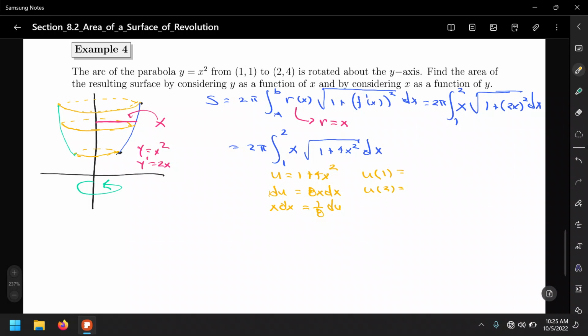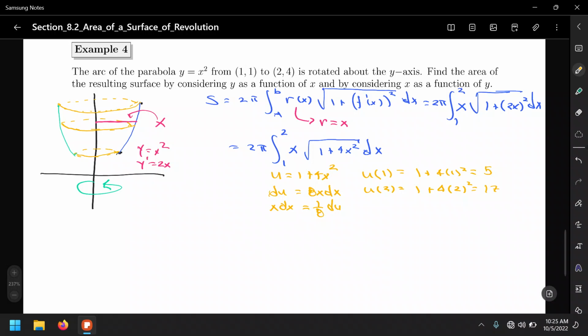So u of 1, that's 1 plus 4 times 1 to the second power, and u of 2, that's 1 plus 4 times 2 to the second power. Well, let's simplify this new limit. So that's 1 squared, which is 1, times 4 equals 4, plus 1 equals 5. And 2 squared, that's 4, times 4, 16, plus 1, 17.